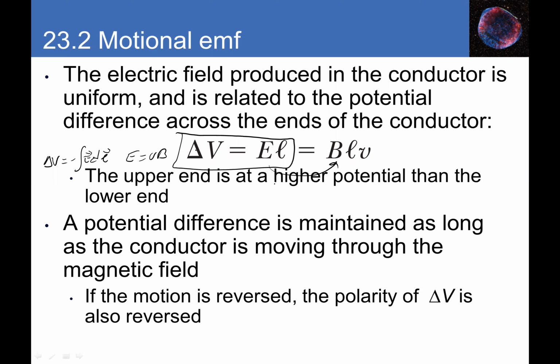If the motion is reversed, the polarity of delta V is also reversed. For example, if the conductor is moving to the left, you're going to get forces in the opposite direction, and the polarity is different. The positive charges are going to accumulate at the bottom, and the negative ones at the top.